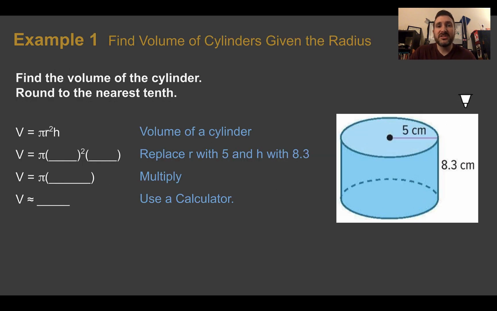Example 1. Find volume of cylinders given the radius. Find the volume of the cylinder, round to the nearest tenth. So here it says round to the nearest tenth. That's telling us that we need to multiply by 3.14 or use that pi button and not leave it in terms of pi. So we're going to use our formula for a volume of a cylinder, which is V equals pi times r squared times h. Then we're just going to plug in the dimensions that it gives us.